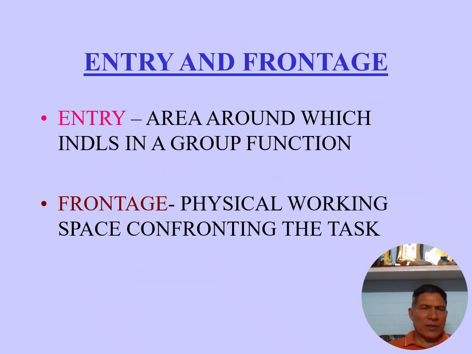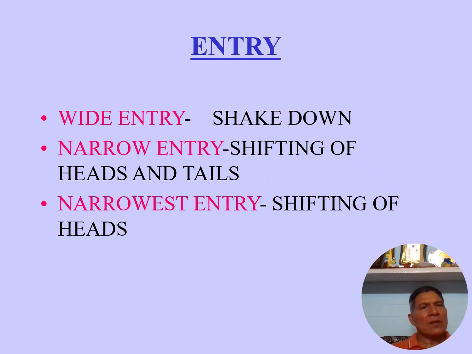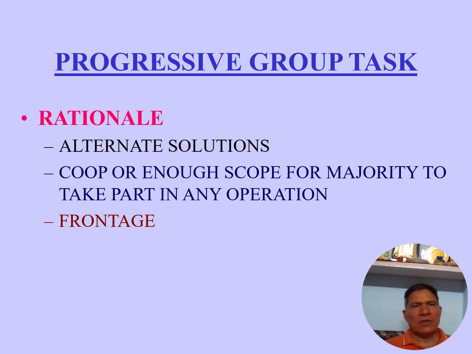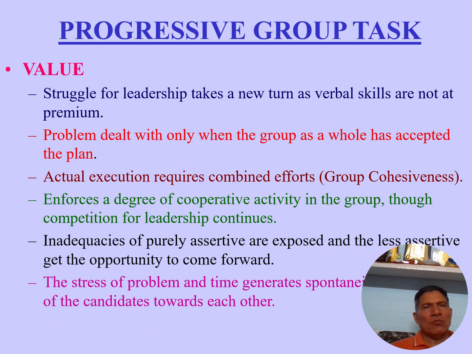Entry and frontage is basically what we have talked about. Entry is the area around which an individual in a group functions. A frontage is the physical working space confronting the task. Wide entry is shakedown, narrow entry is shifting of heads and tails, and the narrowest entry is shifting of heads. So we talk of the rationale of PGT: alternate solutions, cooperation, enough scope for the majority to take part in any operation, and frontage. What are the PGT values?